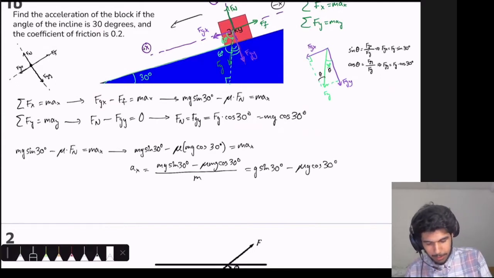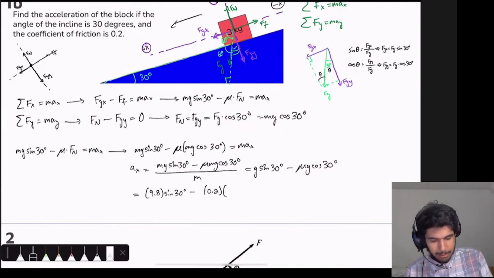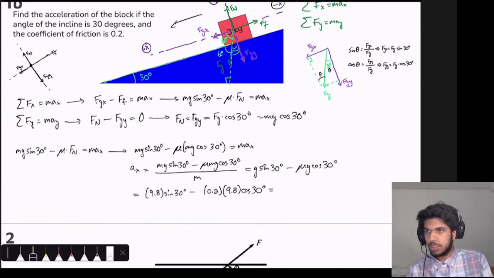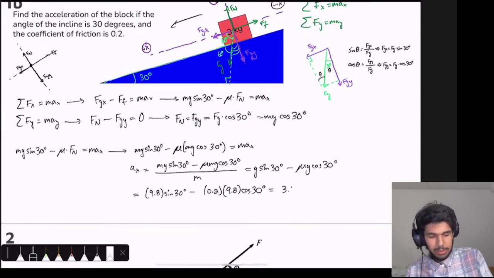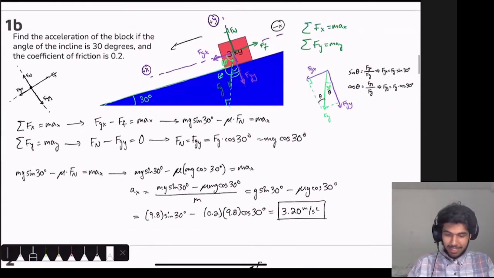And we can just plug in values now. 9.8 sine of 30 degrees minus 0.2, which is the coefficient of friction given to us, times 9.8 cosine of 30 degrees. And if we compute this, we should get 3.20 meters per second squared. Cool. That's actually really cool.